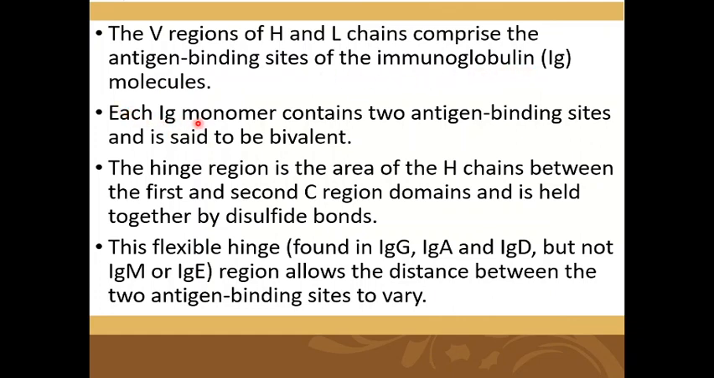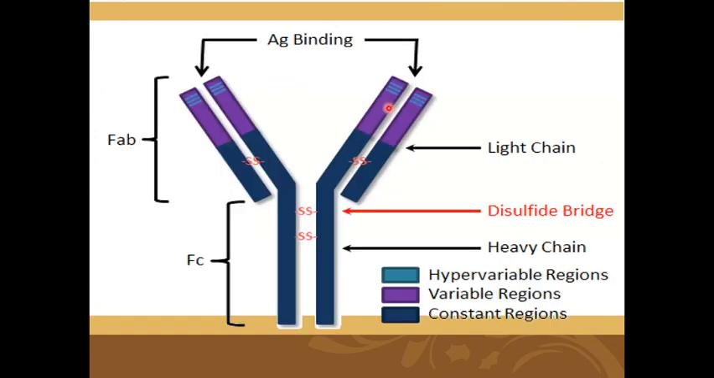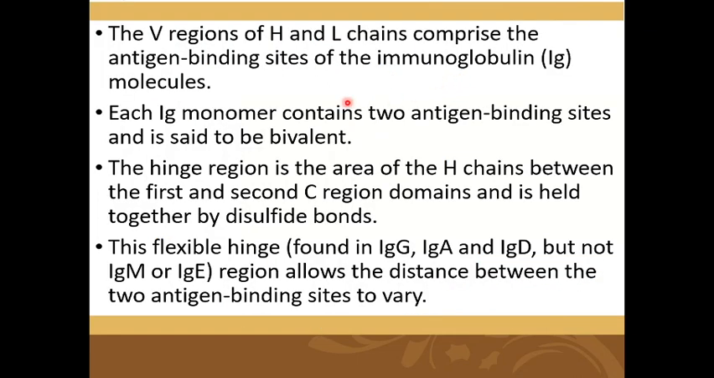Each immunoglobulin, दोबारा से जाएंगे डायग्राम पे. ये this is the antigen antibody region. Here the antigen binds to the immunoglobulin. Each immunoglobulin monomer contains two antigen binding sites and is said to be a bivalent.